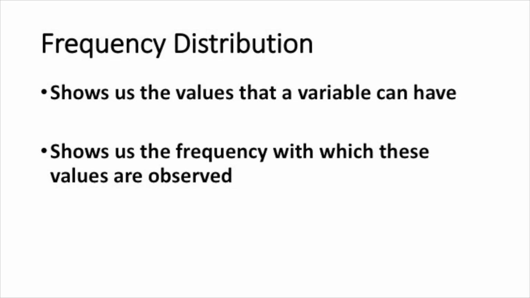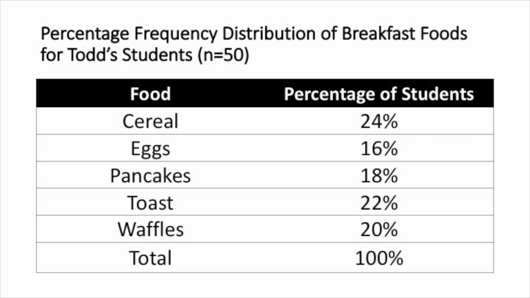A good first approach is to make a frequency distribution, which shows us first the values that a variable can have, and second, it shows us the frequency with which these values are observed. Here's a percentage frequency distribution table that summarizes this information. So I have a nice descriptive title, percentage frequency distribution of breakfast foods for Todd's students, and I show the sample size, which is n equals 50. So again, I have this information for 50 of my students.